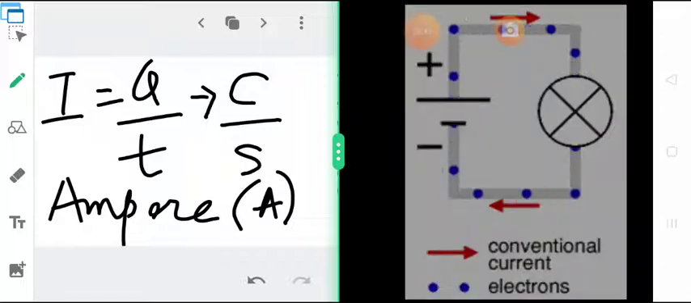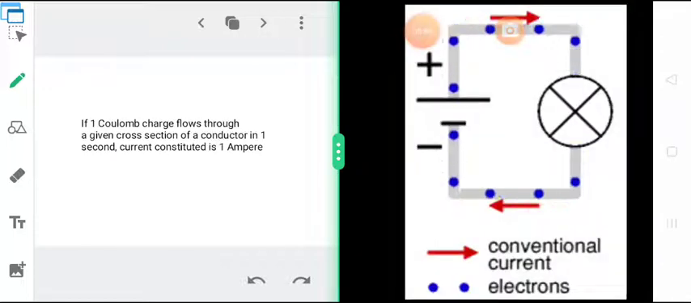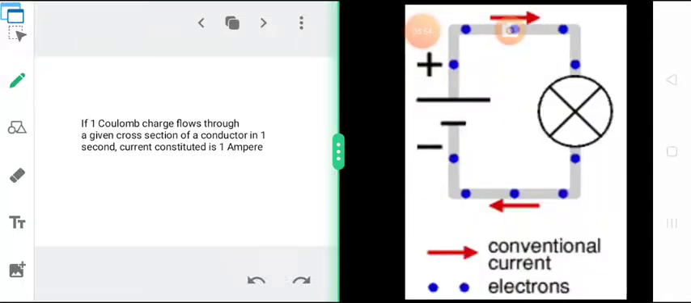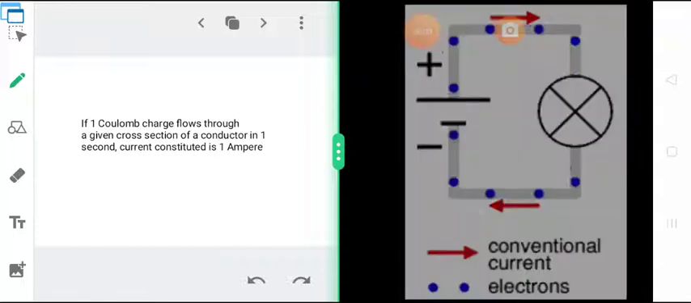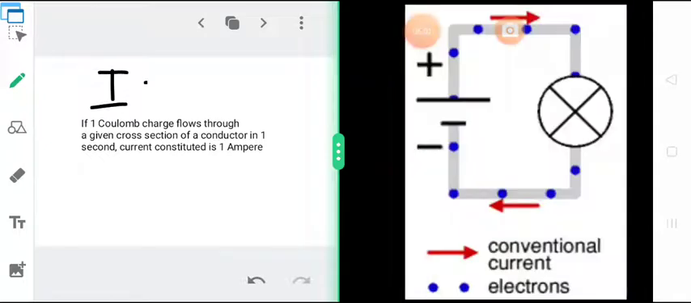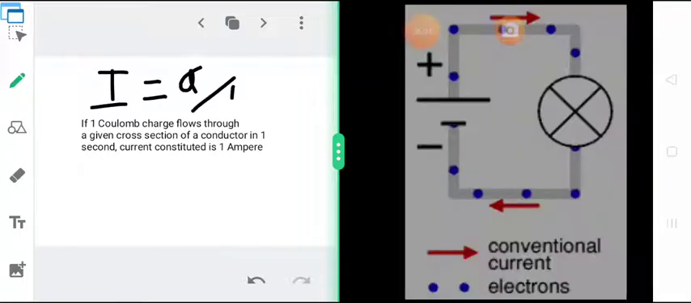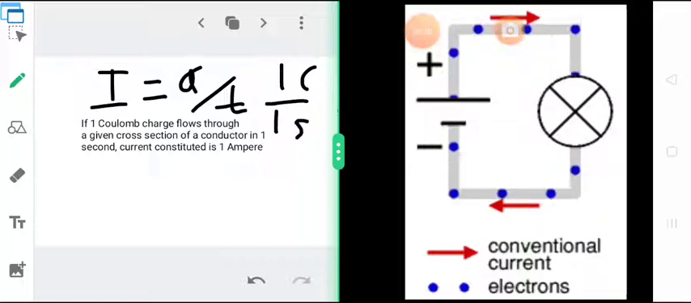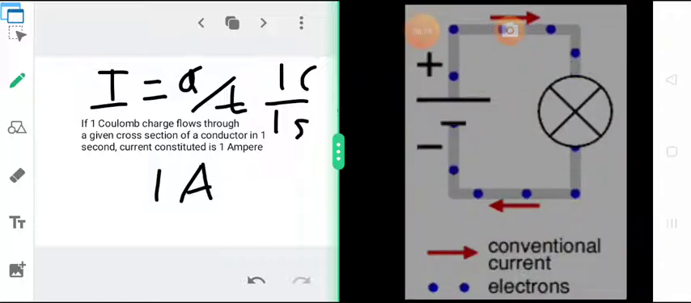Now, how to define 1 ampere? If 1 coulomb charge flows through a given cross section of a conductor in 1 second, current constituted is 1 ampere. We have followed the same formula, I equal to Q divided by T. Charge is 1 coulomb, time is 1 second. So, if 1 coulomb charge is flowing in 1 second, current constituted is 1 ampere.